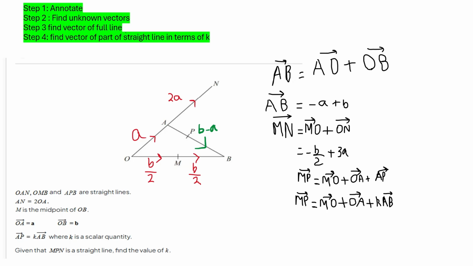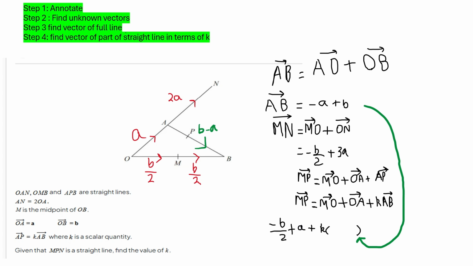And now the next thing we have to do is substitute the values in. So we know MO is minus B over 2. We can rewrite MP as minus B over 2, and we know OA is A, plus kAB. And now we need to get kAB. Well, we know AB. So first, let's quickly rewrite that.